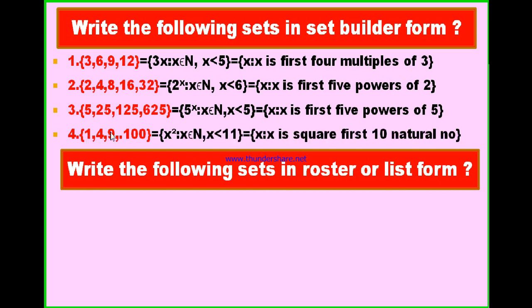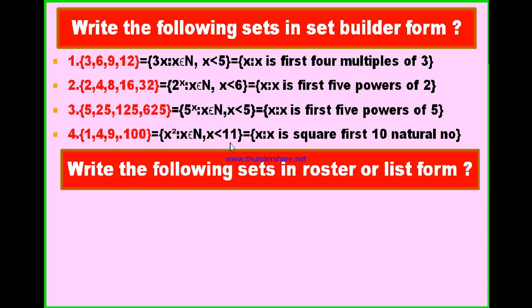Set of 1, 4, 9 and so on up to 100. 1 is 1 square, this is 2 square, this is 3 square and this is 10 square. Therefore, these are the squares of all natural numbers up to 10. X square such that x belongs to N, the set of natural numbers, and x is less than 11.